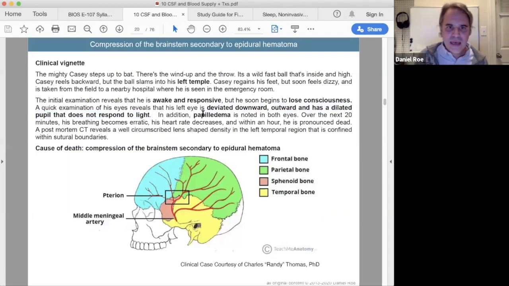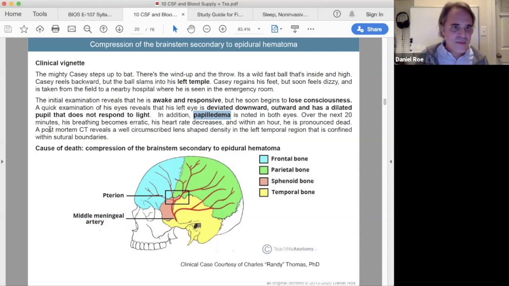In addition, papilledema is noted in both eyes. Remember, the optic disc gets pushed out. It's like effaced. And so you no longer have a sharp optic disc, but you can't see sharp borders like you normally would when you look at it with a fundoscopic examination.